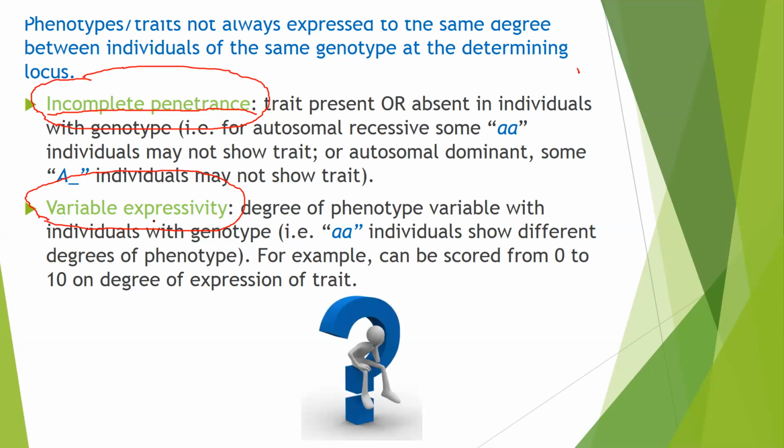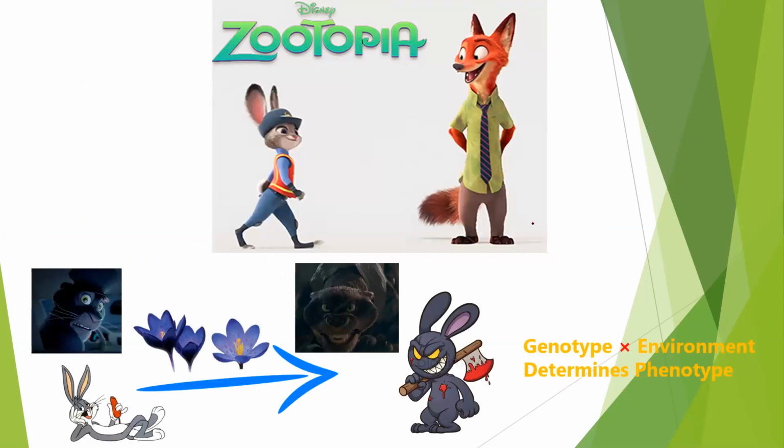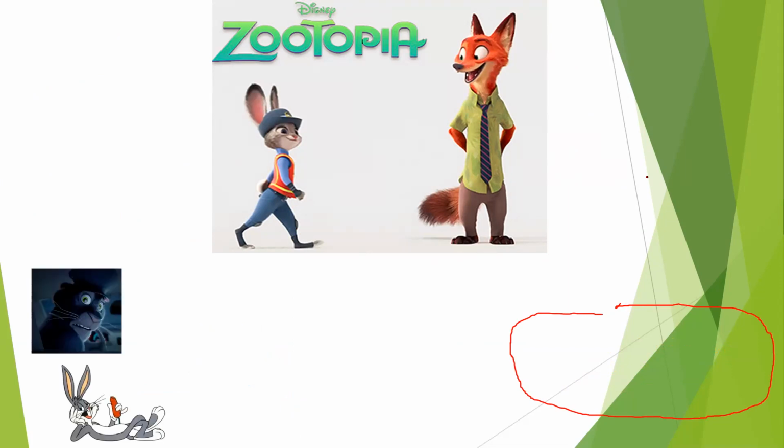So why is that? This is because of the interaction between genotypes and the environment. We have mentioned this before, right? Okay, I hope you all watched this old movie, Zootopia. It is a very fun movie, and that's my favorite movie. So I would like to use this as an example to show you why the phenotype is the product of the interaction between the genotypes and the environmental factors.